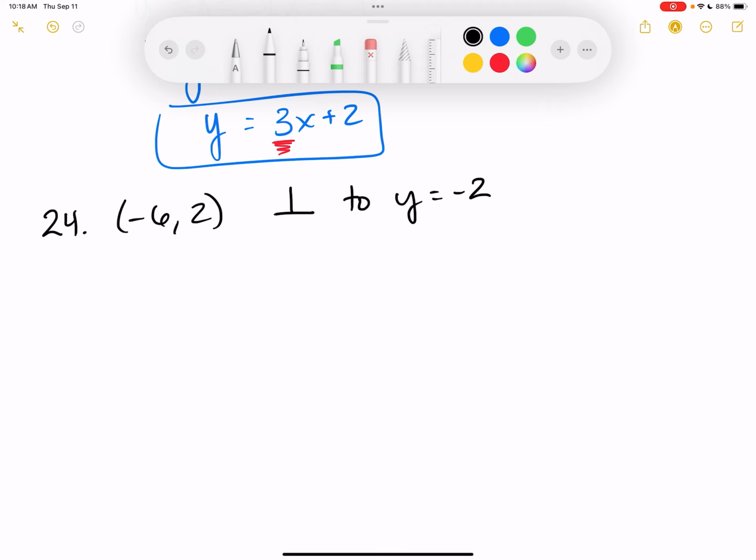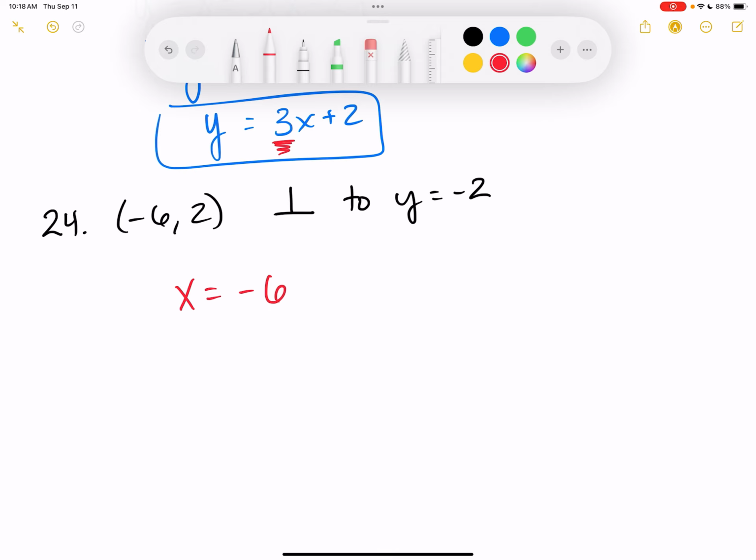Okay? Now, if it's through the point negative 6, 2, what does x have to be equal to? Negative 6. Has to go through this point. Oh, so that's it. It's kind of easy. Because if you have a horizontal line, perpendicular to it is vertical.